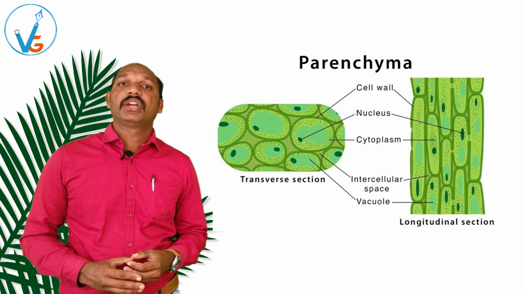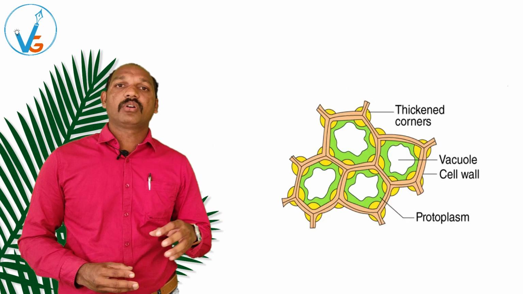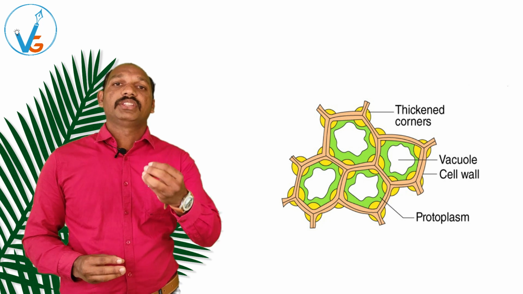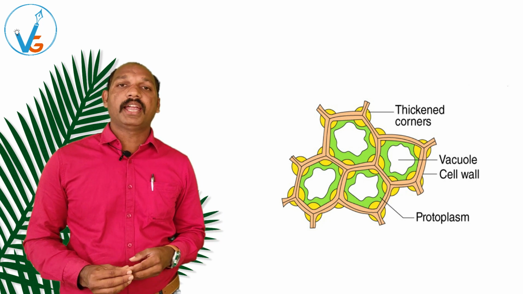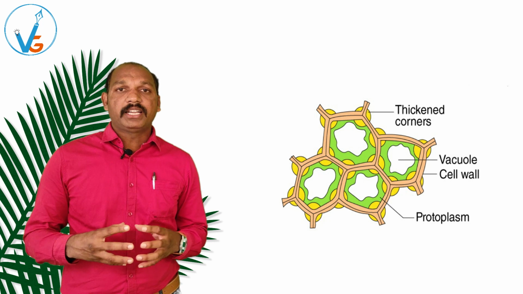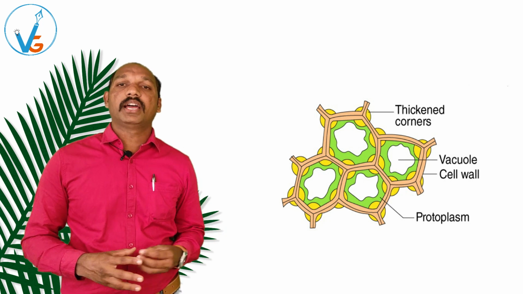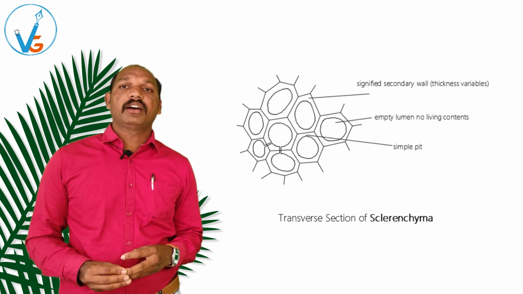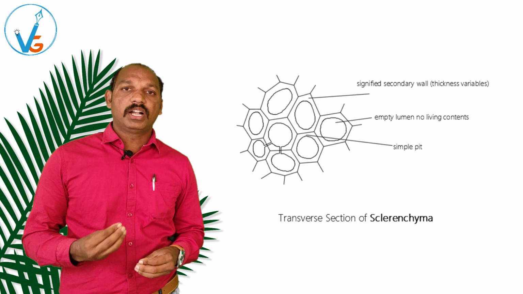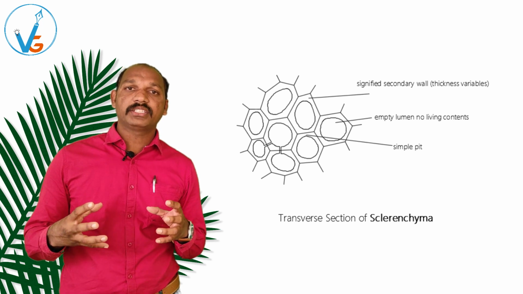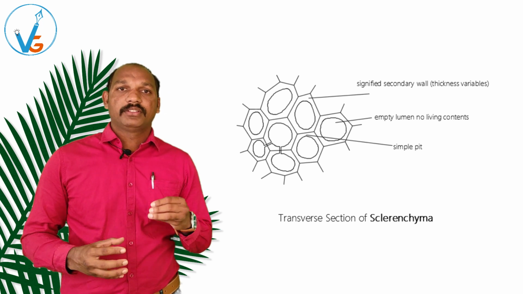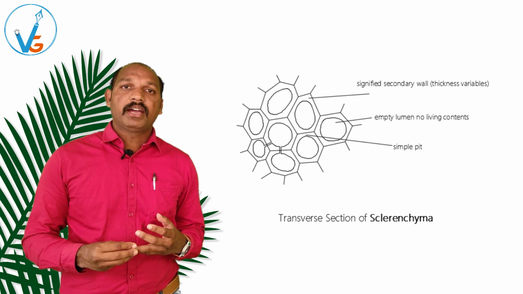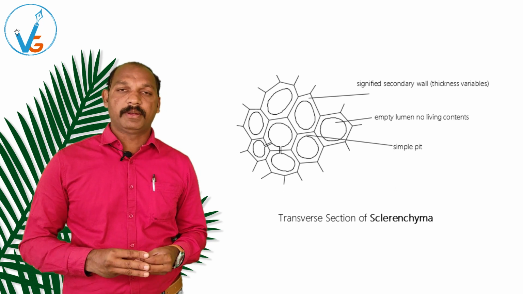And next one is collenchyma. The collenchyma is thick walled and they are tightly packed when compared to the parenchyma. Next one is sclerenchyma. The sclerenchyma are more thick walled and they are arranged compactly than the parenchyma and collenchyma.